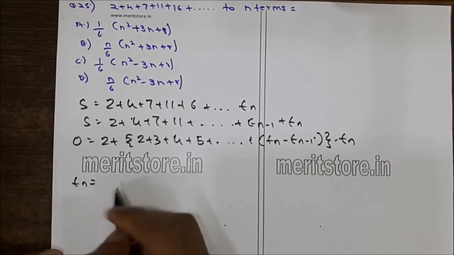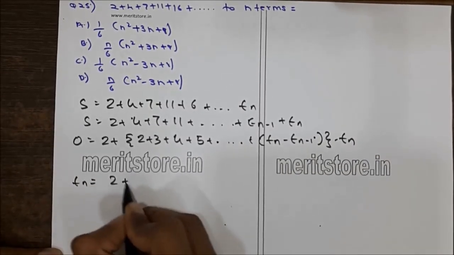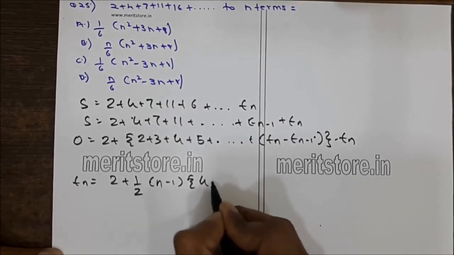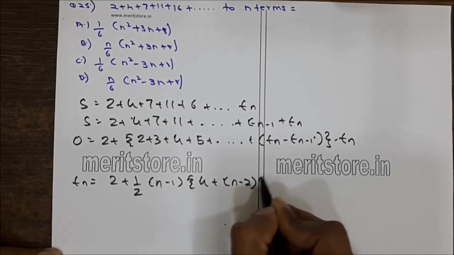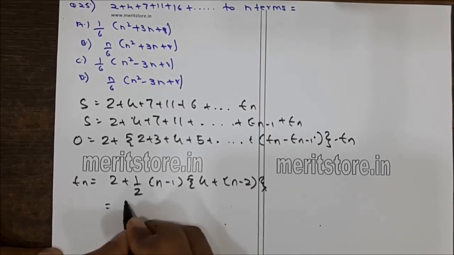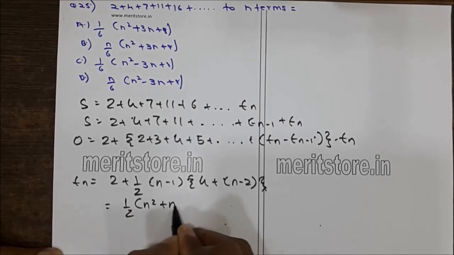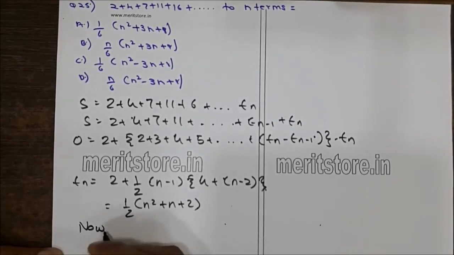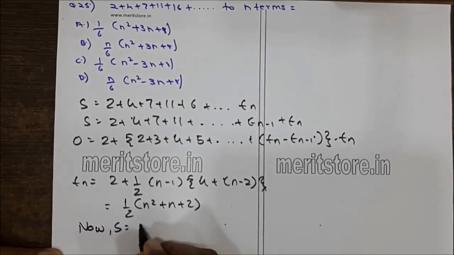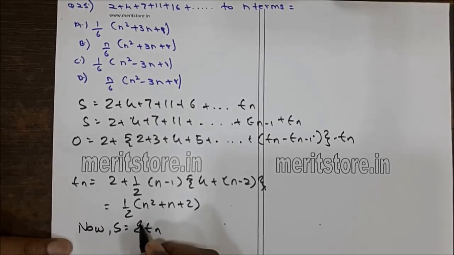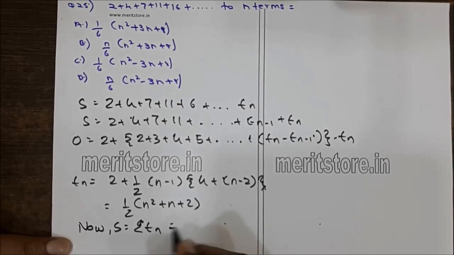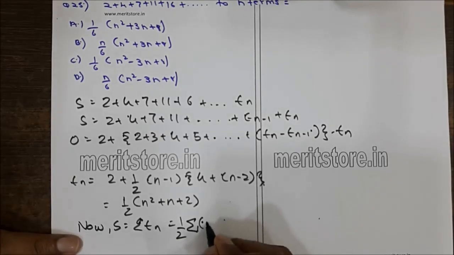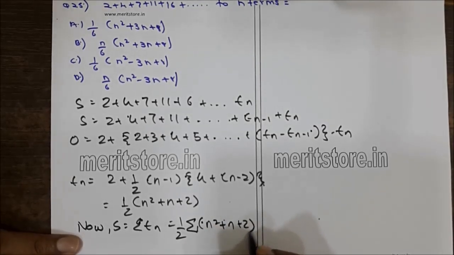T of n can be written as 2 plus half of (n minus 1)(4 plus n minus 2). So for solving this we get half (n square plus n plus 2). So now S is equal to the summation of Tn, that is the summation of terms, we get half of the summation of (n square plus n plus 2).